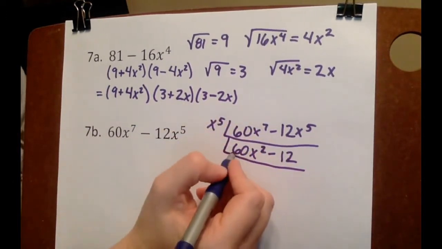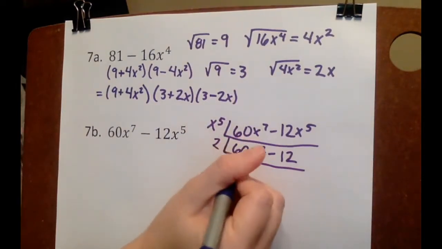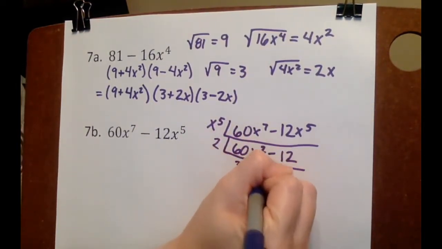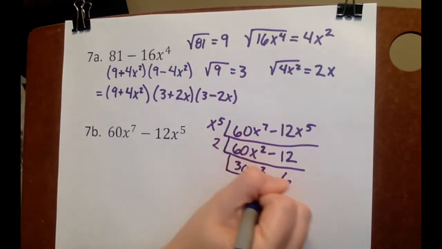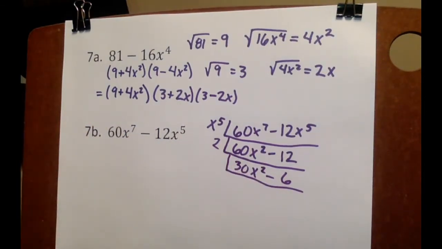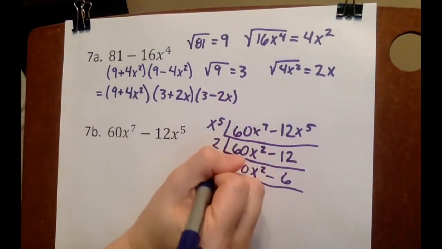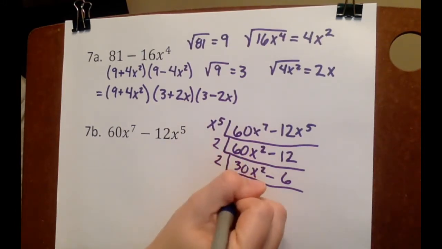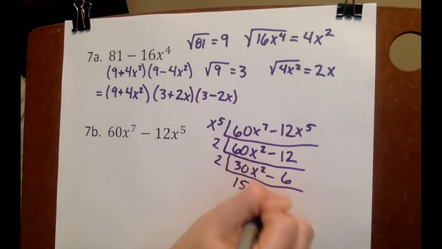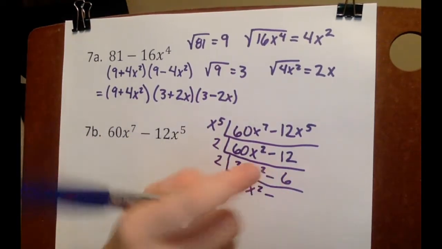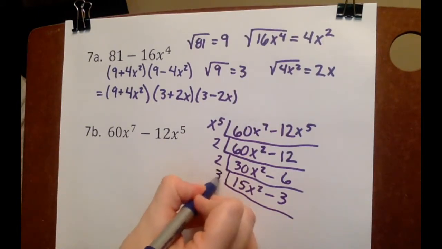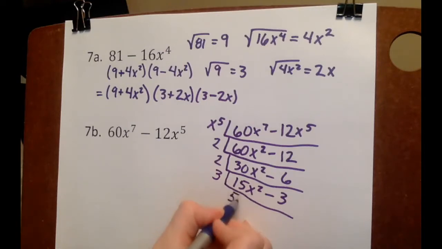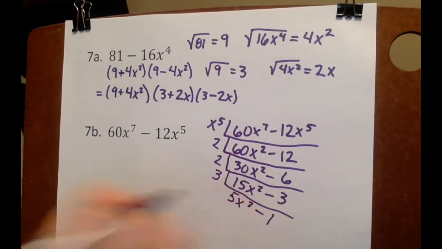So a prime number that goes into 60 and 12 is a 2. 2 goes into 60 30 times. Don't forget to bring down your variable. 2 goes into 12 6 times. Continue dividing by primes until both numbers can no longer be divided by primes. I can divide by another 2. 2 goes into 30 15 times. Again, don't forget your variable each time you bring it down. 2 goes into 6 3 times. And we could divide by 3. 3 goes into 15 5 times. 3 goes into itself once. Getting a little crooked there.